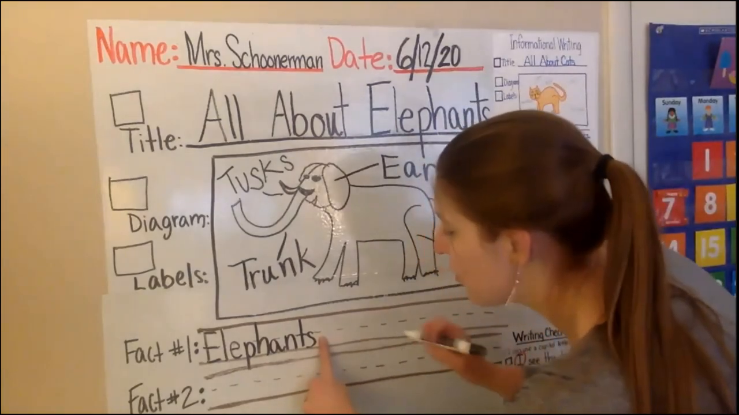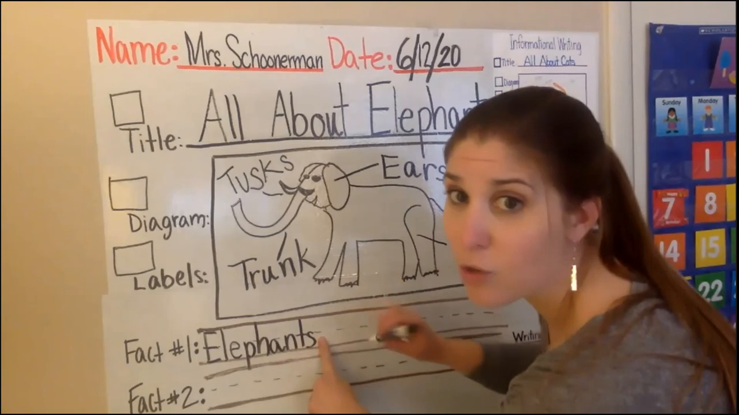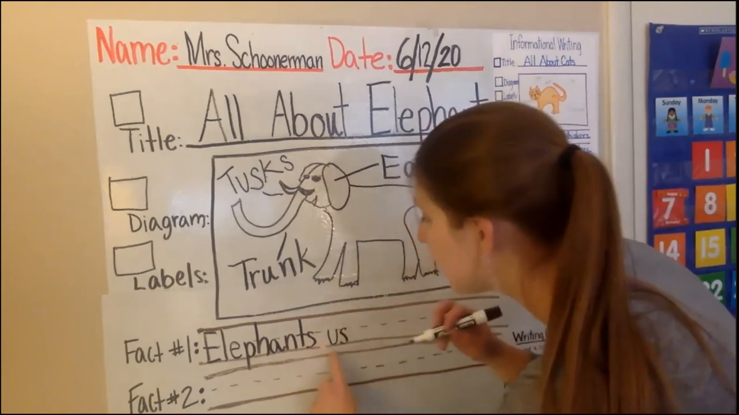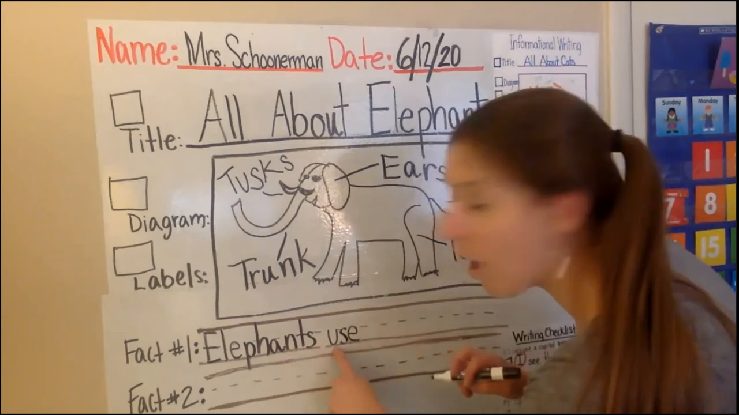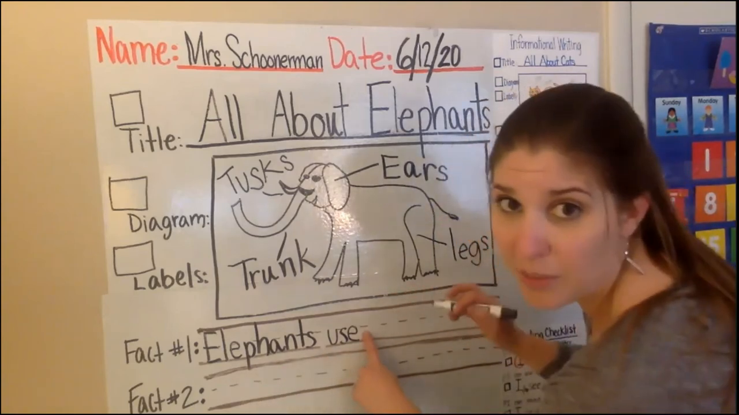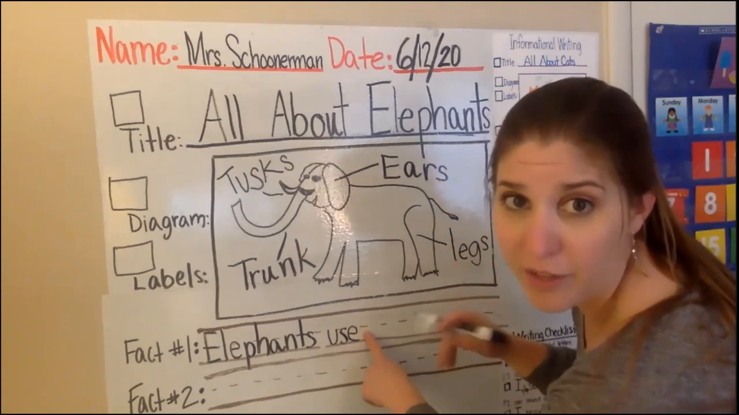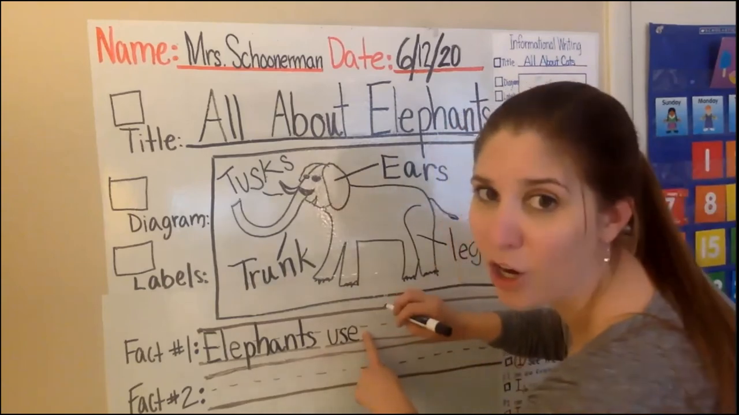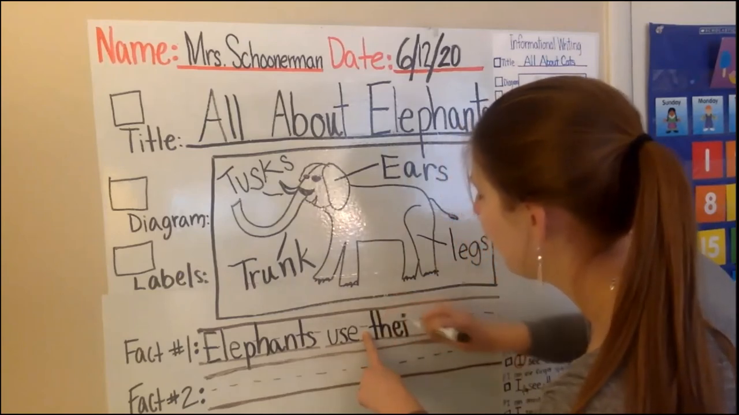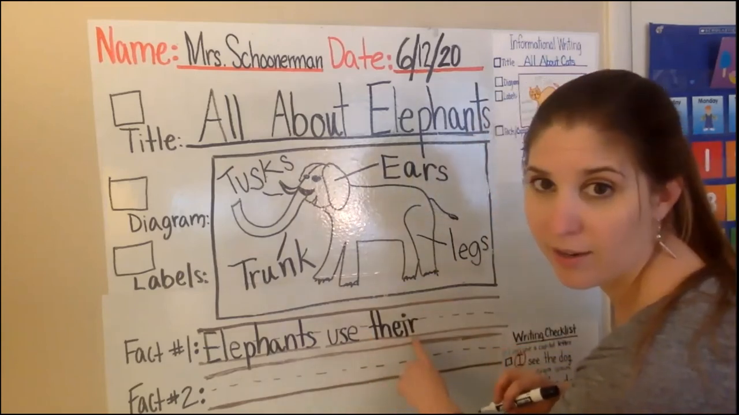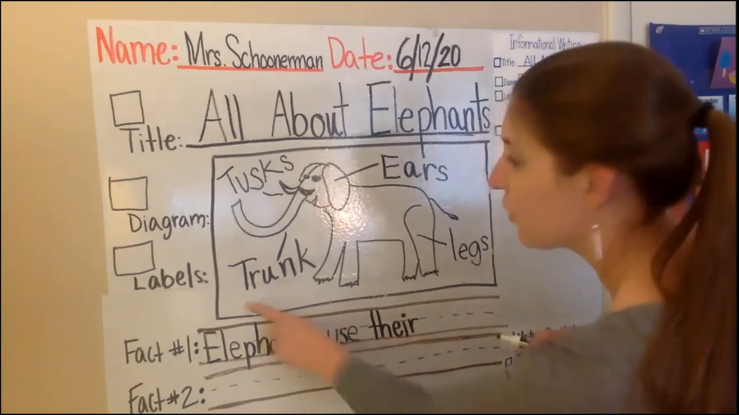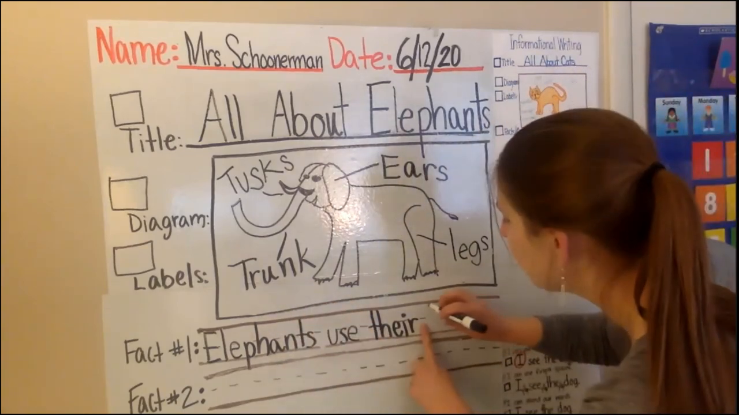Leave a finger space. We're going to start a new word. Use. Use. That starts with a U. Use. S. And since the U says its name, it has a silent E. That's a long U vowel sound. So we need to add an E at the end. Elephants use, leave a finger space. Here's a new sight word that Ms. Preller introduced in her video a couple weeks ago. This sight word is their. T-H-E-I-R, their. This is a sight word, their. Elephants use their trunk. So we're going to write this word trunk again. Leave a finger space. Trunk.